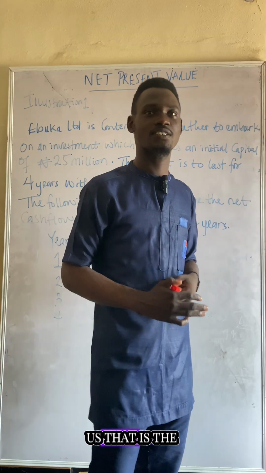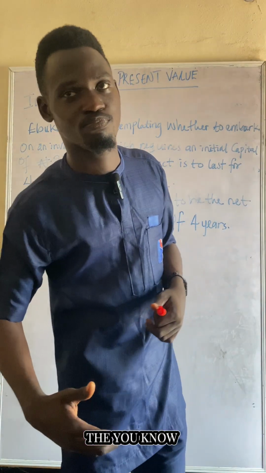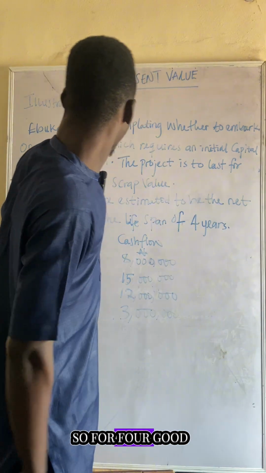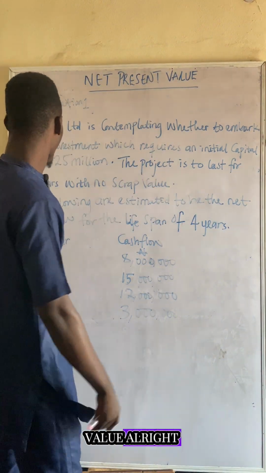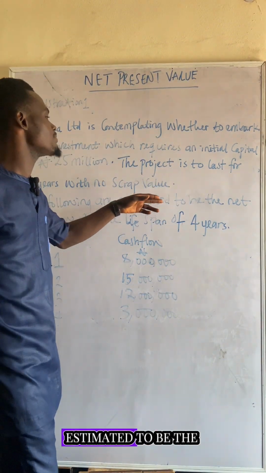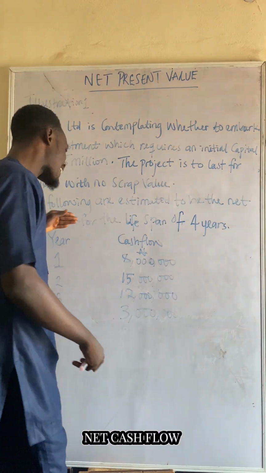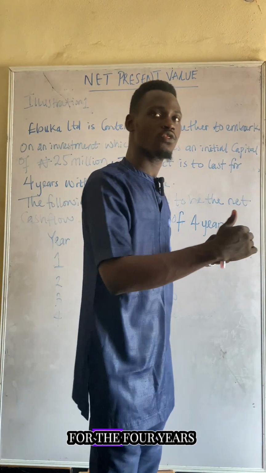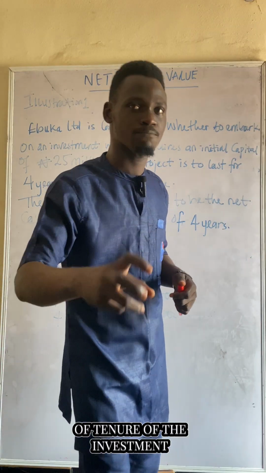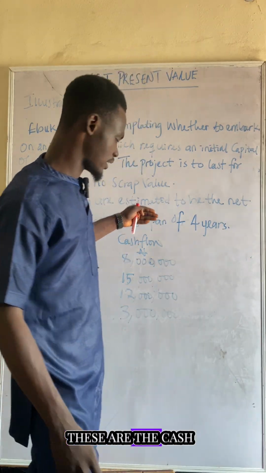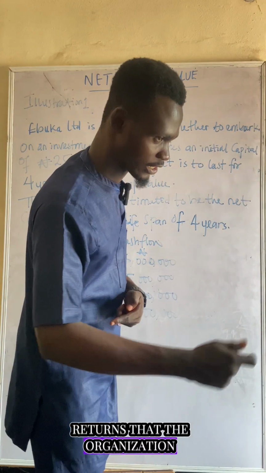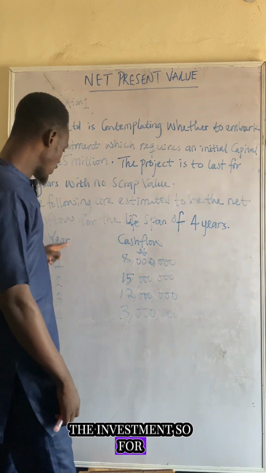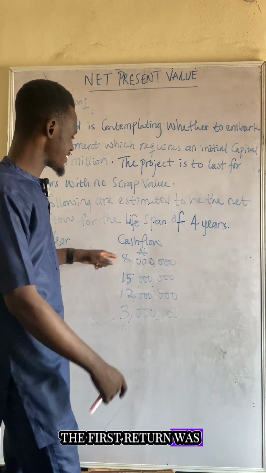That is telling us the number of years that the investment is able to last, 4 good years with no scrap value. The following are estimated to be the net cash flow for the lifespan of 4 years. So for the 4 years of the investment, these are the returns that the organization got from the investment. For year 1, the first return was 8 million naira.